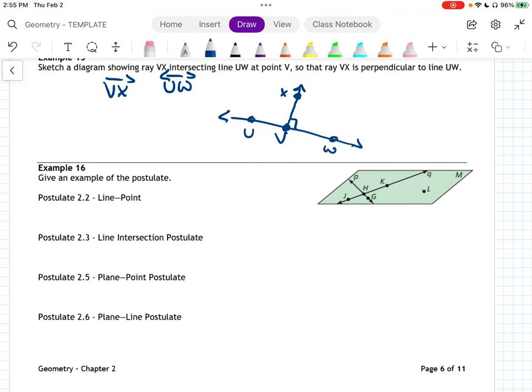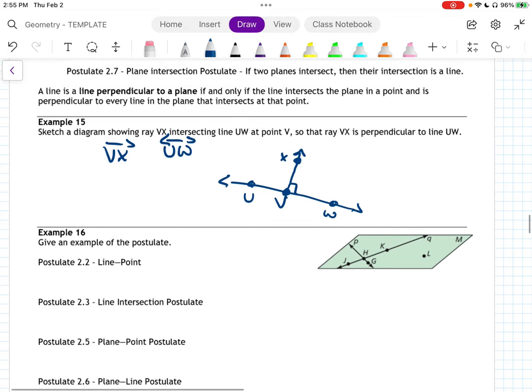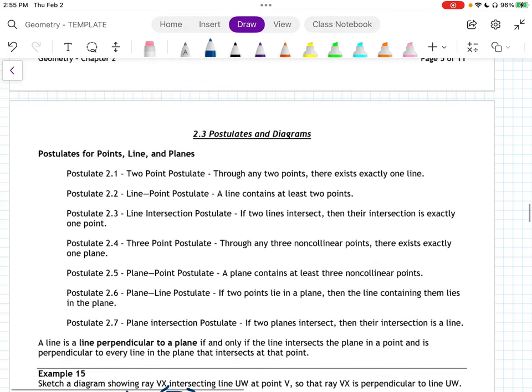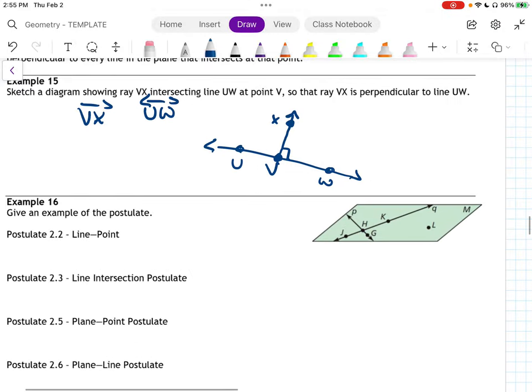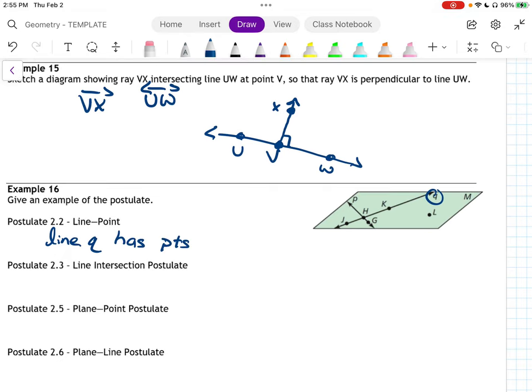The line point postulate. Well, let's go and reread that. Line point. A line contains at least 2 points. Well, let's find a line, and then let's list 2 points on it. So I'm going to say line Q. Line Q has points J, H, and we could even say K. So there we have 3 points, right? We only needed 2, but we listed 3.